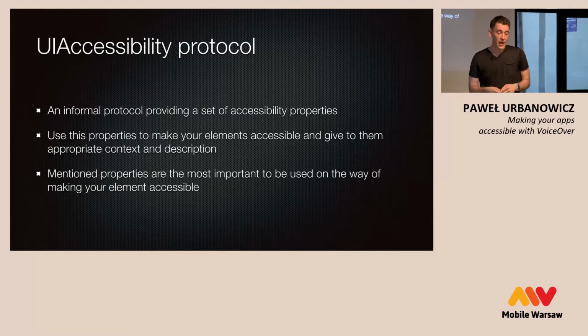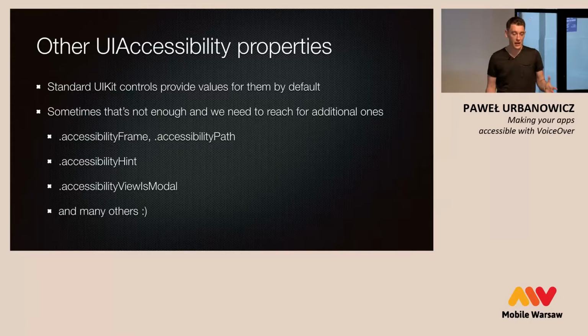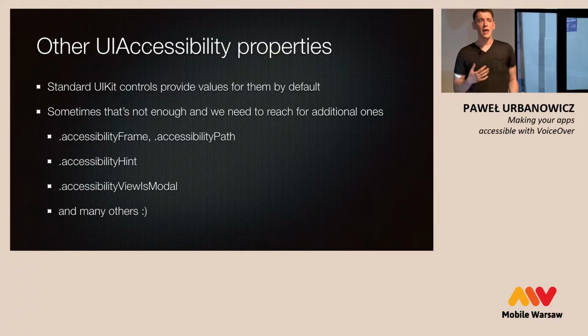Use appropriate context and description, and remember that your control should be as clearly visible for the users who cannot see as for the users who can see it. The four properties mentioned previously are the most important to be used on the way of making your element accessible. But what if it's not enough? We have also other properties. Maybe we need some wider range of customizations.